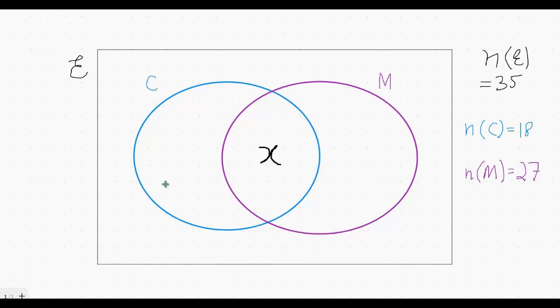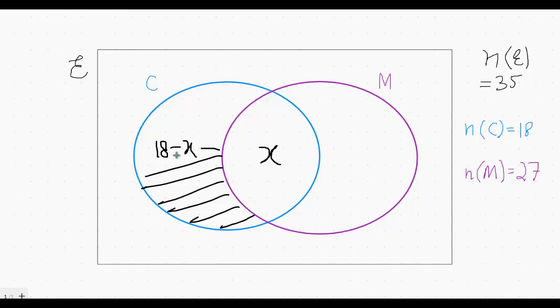So this area, which is called only C, will be 18 minus X. The total is 18, and you have to subtract this X. So you will get the number of families in this area. It will be 18 minus X. Just let me clear it to you. This area which is shaded right now, to make you better understand, is 18 minus X.